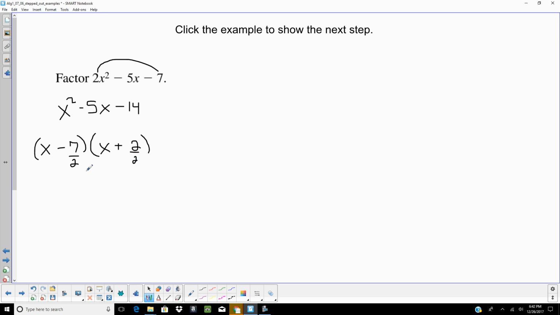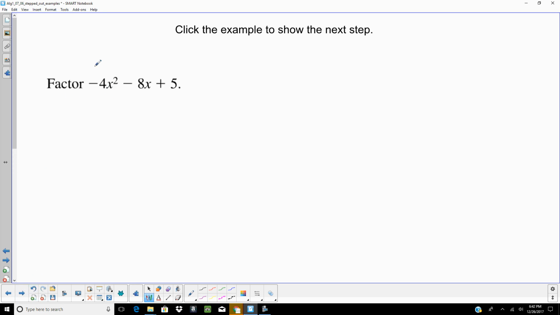Well, that does not go in there evenly, so I'm going to slide that out in front. And I get 2x minus 7. 2 is divided by 2, so I'll be left with x plus 1. And it is factored.